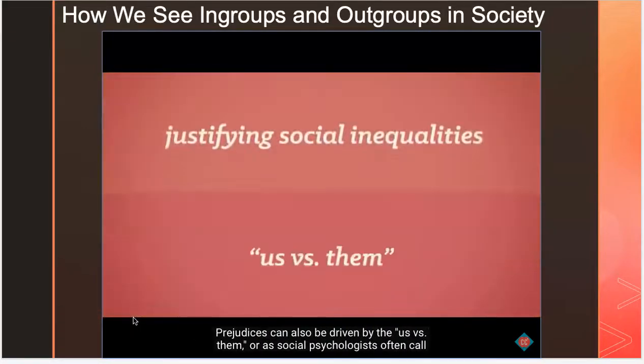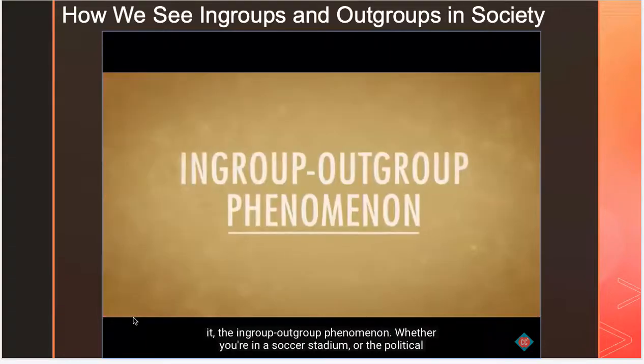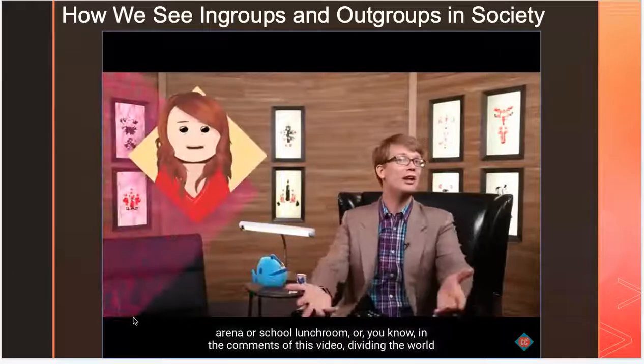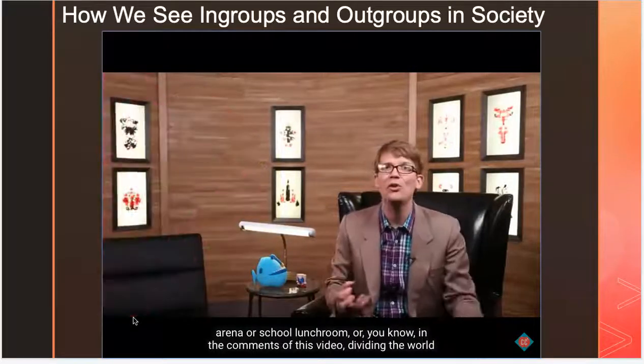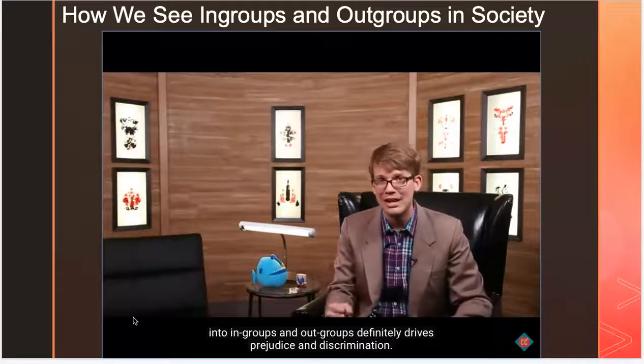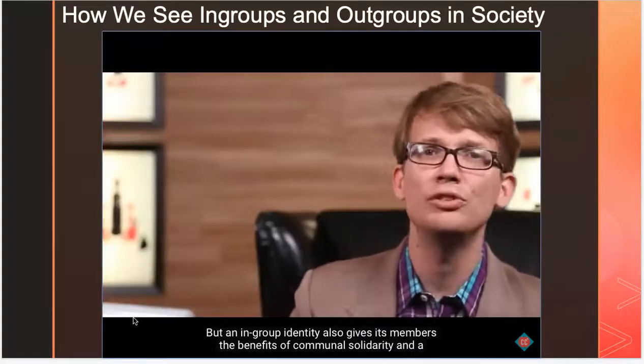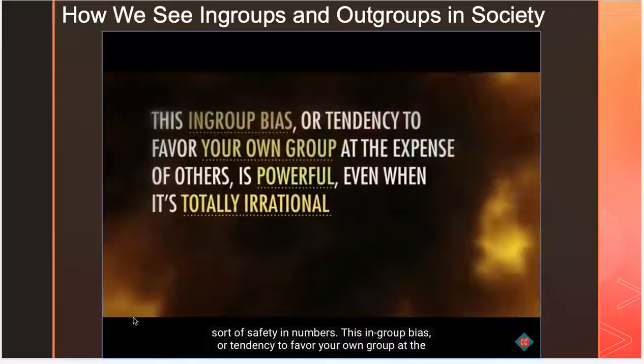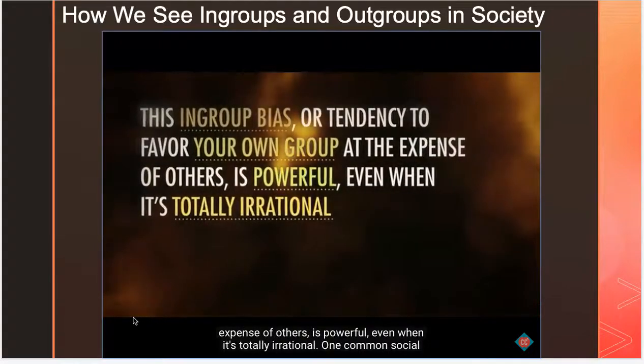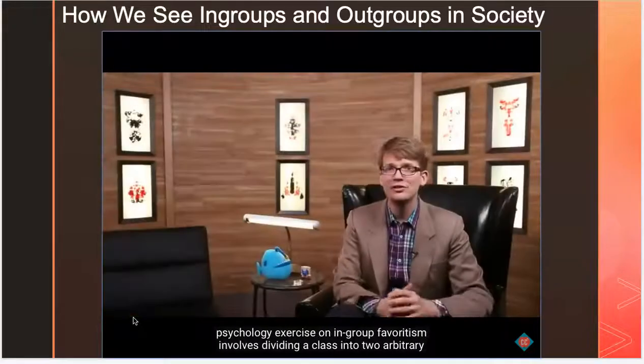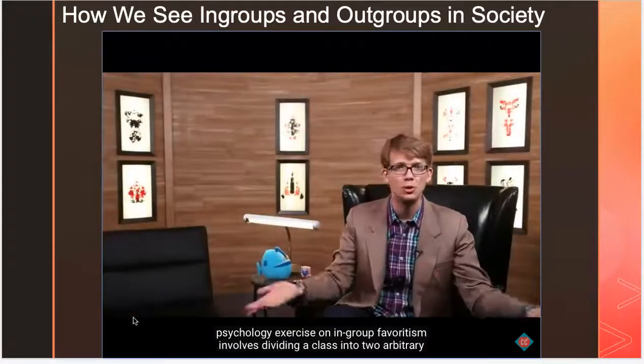Prejudices can also be driven by the us versus them, or as social psychologists often call it, the in-group, out-group phenomenon. Whether you're in a soccer stadium or the political arena or school lunchroom, or in the comments of this video, dividing the world into in-groups and out-groups definitely drives prejudice and discrimination. But an in-group identity also gives its members the benefits of communal solidarity and a sort of safety in numbers. This in-group bias, or tendency to favor your own group at the expense of others, is powerful even when it's totally irrational. One common social psychology exercise on in-group favoritism involves dividing a class into two arbitrary groups, say those wearing sneakers.